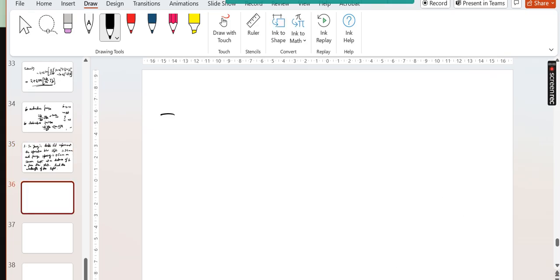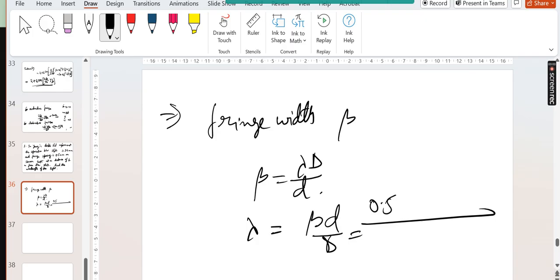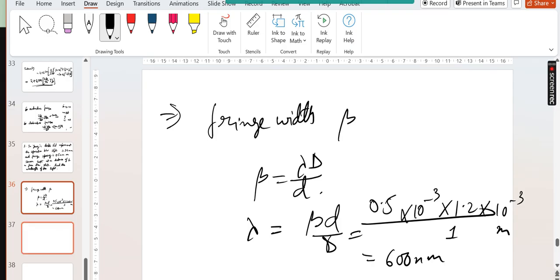So the fringe spacing is the fringe width. So fringe width can be written as beta. Beta we know is lambda D by small d. So lambda is equal to beta small d by D. If we put all these values in the same denomination, that is millimeter or meter, so write all this in meter. So the result will be 1.2 into 10 to the power minus 3 meter. That is basically 600 nanometer. So the wavelength is 600 nanometer.